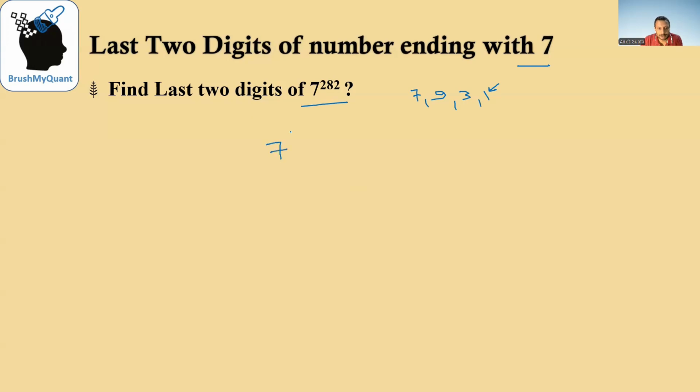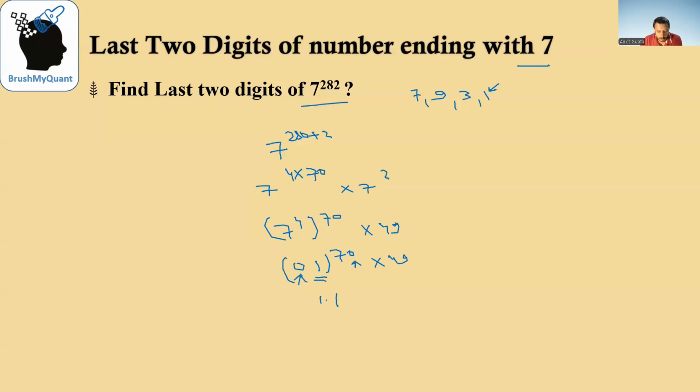So this can be written as 7 raised to 280 plus 2, which is 7 raised to 4 whole raised to 70 multiplied by 7 square. Now the last two digits of 7 raised to 4 are actually 01. So this is 01 raised to 70 multiplied by 49. Since this has a units digit of 1, the result will have units digit of 1, and the tens digit will be 0 multiplied by 0, which will be 0, multiplied by 49. That means the last two digits of this number will be equal to 49.